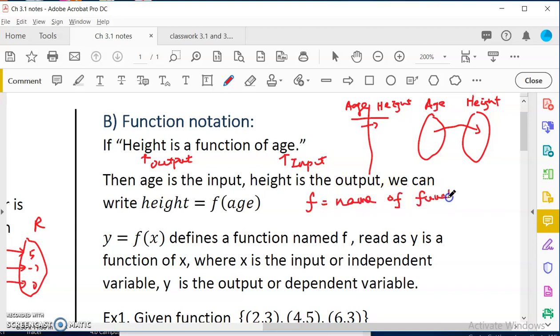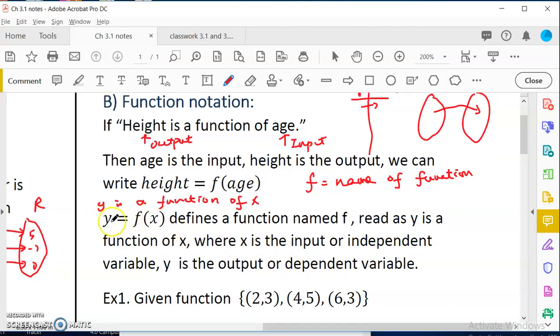Then we use parentheses around the input to represent the output. Now this is not multiplication. F is a name only, so it represents "function of." Symbolically we would say y equals f of x. We read it as y is a function of x. It defines a function named f, read as y is a function of x, where x is the input and y is the output.